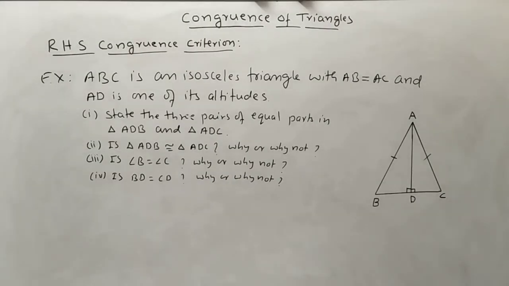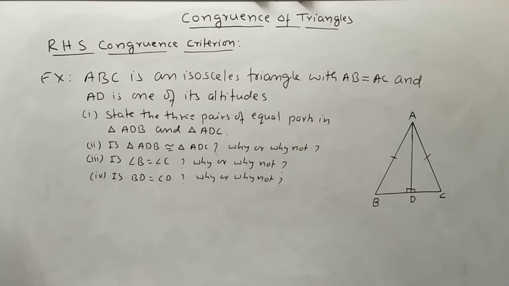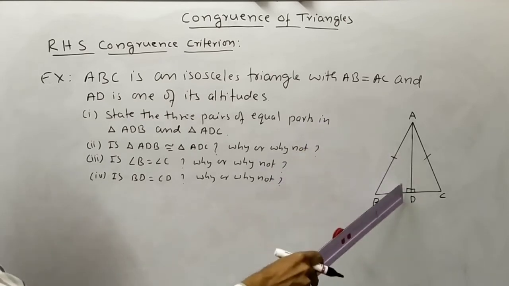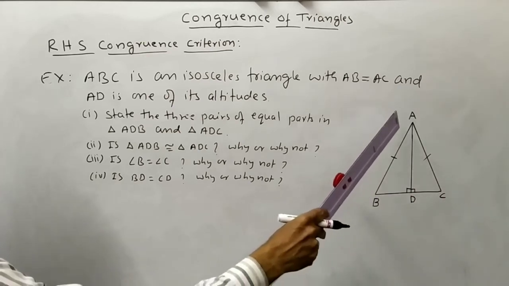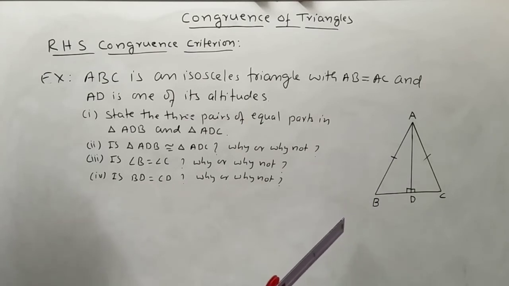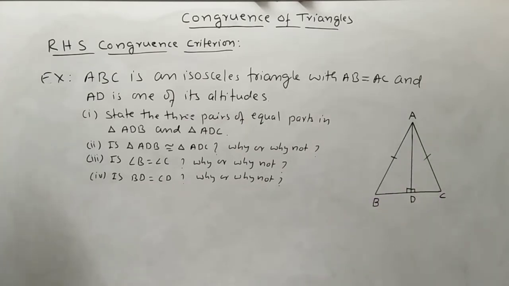Next question. ABC is an isosceles triangle with AB equal to AC and AD is one of its altitudes. Number 1. State the three pairs of equal parts in triangles ADB and ADC.